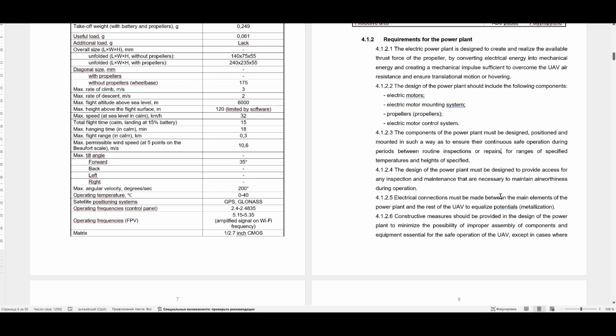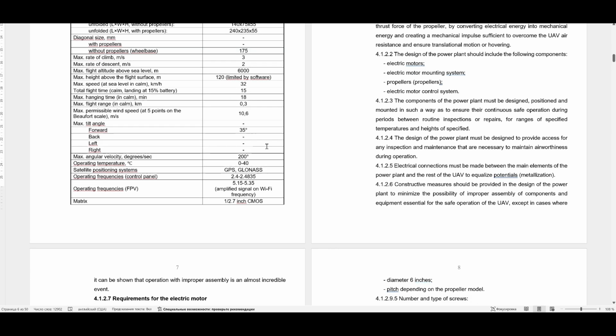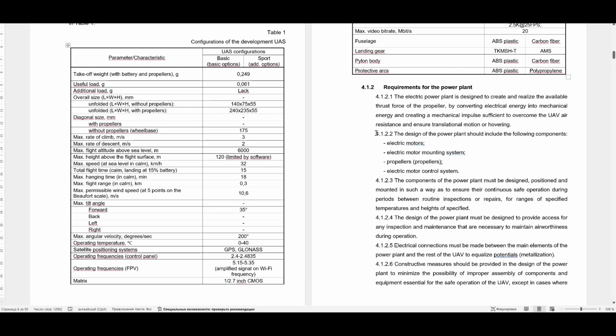When formulating paragraph 4.1.2.2 of the technical assignment, as we can see, the design structure given in the table of analytics and duplicated in structural and functional models includes such constituent elements of an electric power plant as electric motors, electric motor mounting system, propellers, and electric motor control system. For other technical assignment components, the structural model of which is reflected in the table of analysis, and structural model, the principle of forming a paragraph describing the constituent elements is similar.